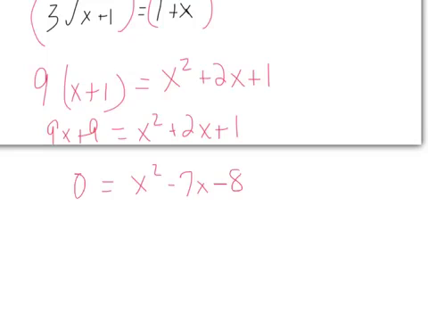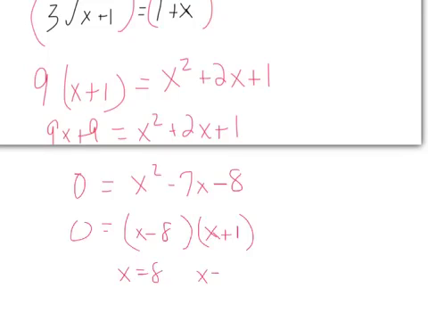And now what we have to do is go ahead and factor. And it looks like it's not factorable at first, but 8 and 1 works. Please don't forget about 8 and 1. So this factors into x minus 8, x plus 1, giving me answers of x equals 8 and x equals negative 1. So now we have to go ahead and check 8, and we have to check negative 1 in the original equation.